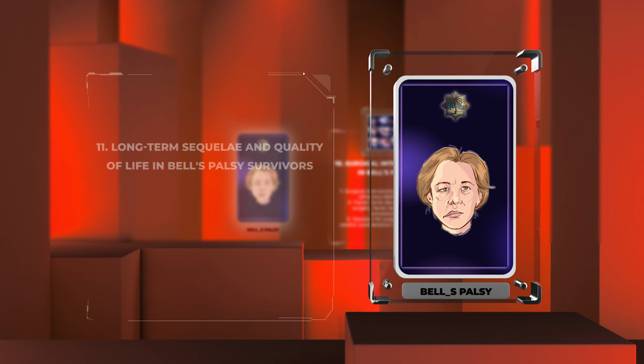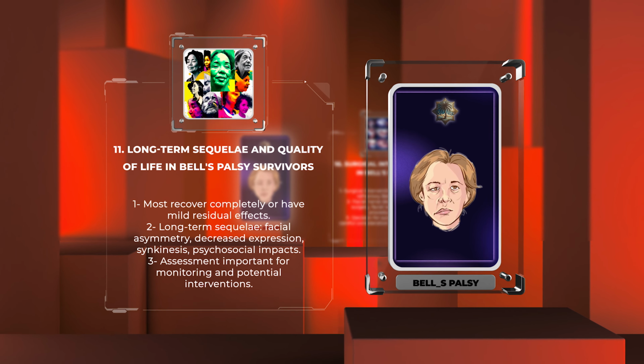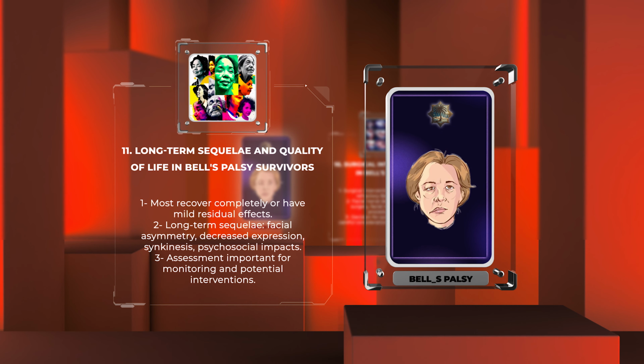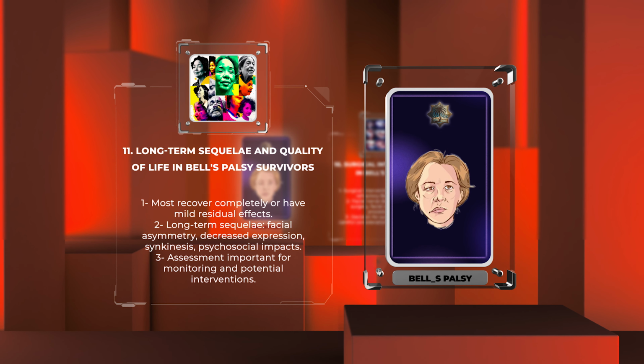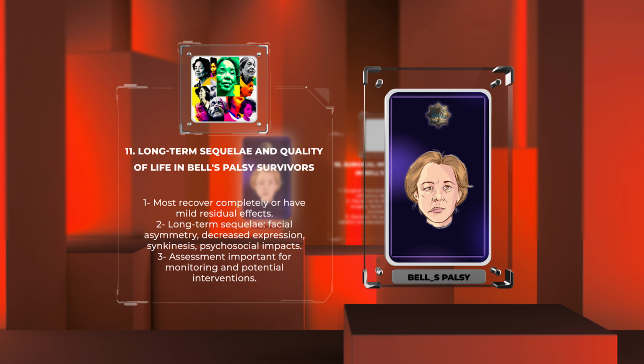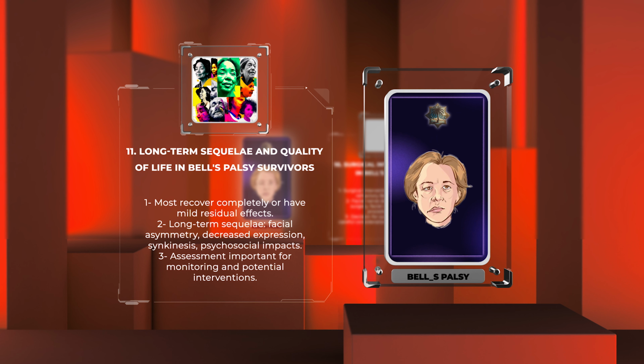While most individuals with Bell's palsy recover completely or experience only mild residual effects, a proportion of patients may have long-term sequelae. These may include facial asymmetry, decreased facial expression, synkinesis, inappropriate facial muscle movements, and psychosocial impacts. The assessment of long-term sequelae is important for monitoring the patient's progress and identifying potential areas for intervention, such as physical therapy or psychological support.